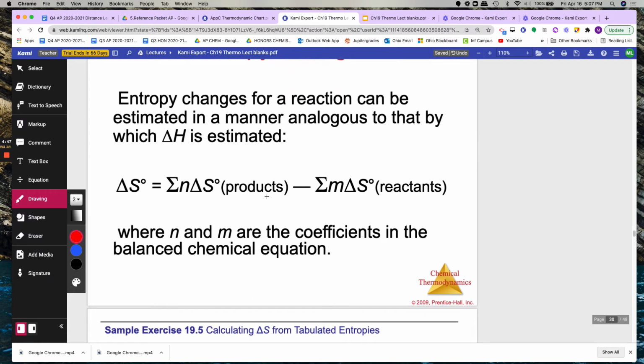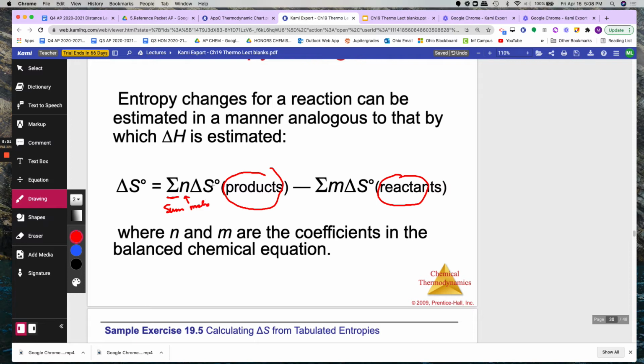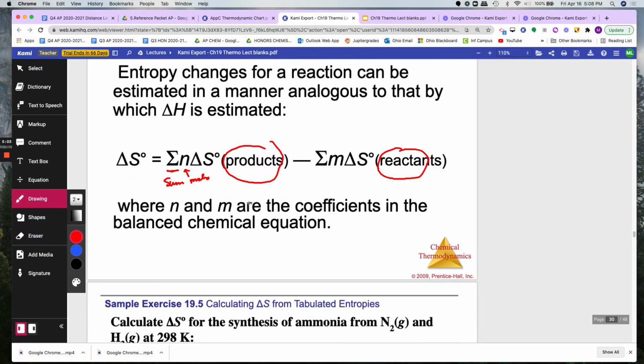Okay, so here it shows you the entropy change is products minus reactants. This just means if you have more than one, you add them all up. That just means sum. And of course, if you have 3 moles, you multiply it by the number of moles, and then you get the S from the chart. Okay, and let me show you how to do that.